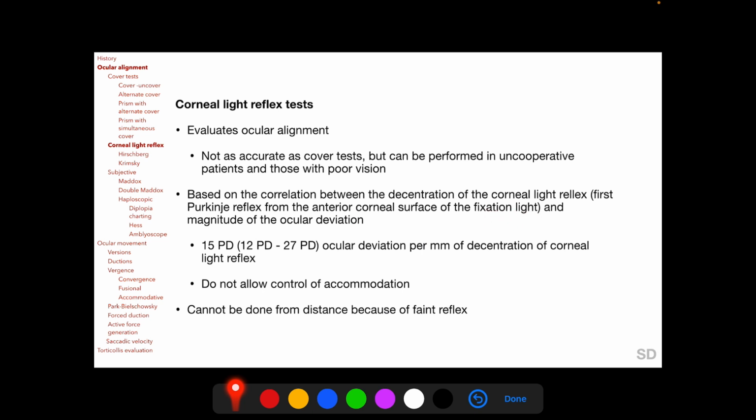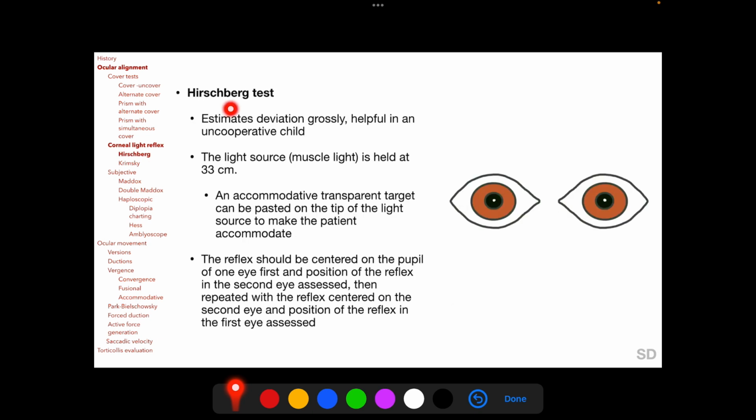The corneal light reflex is actually the first Purkinje reflex from the anterior corneal surface of the fixation light source. However, since the target is a light source, corneal light reflex tests do not allow control of accommodation, and corneal light reflex tests are always done from near and cannot be done from a distance because of faint reflex from a distant light source. Hirschberg test estimates deviation grossly and is helpful in an uncooperative child.